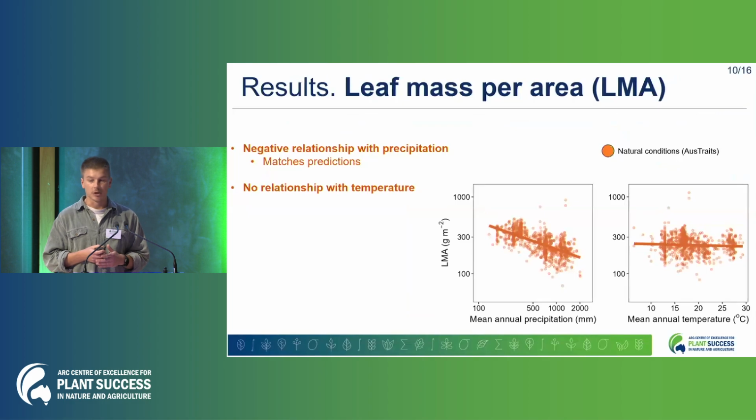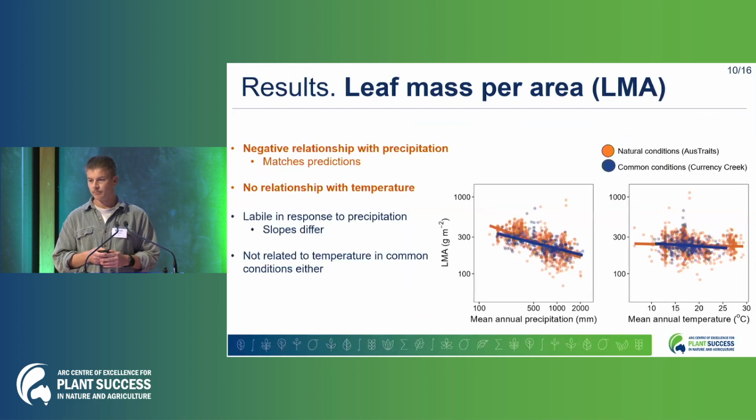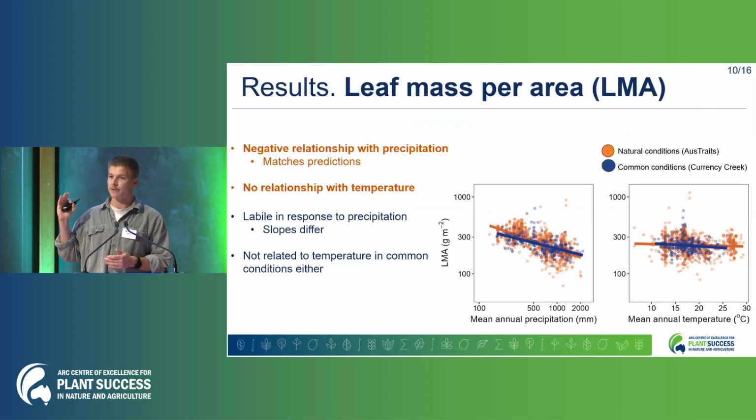And this is supported for precipitation in those natural conditions, so you can see that negative relationship, but we found no relationship with temperature. And in common conditions, again, we see that same negative relationship with precipitation, but again with a flatter slope, so it indicates that it's somewhat labile. Whereas for temperature, again, we see no relationship in the common garden as well.